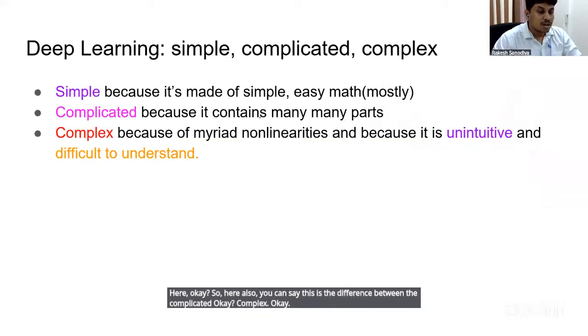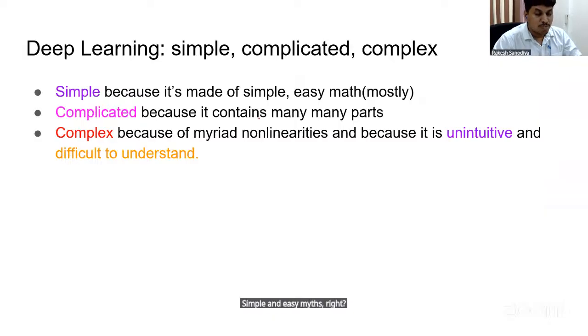Now after seeing all those examples, we can conclude that deep learning is simultaneously simple, complicated, and complex. Why is it simple? Because it is made of simple and easy maths.